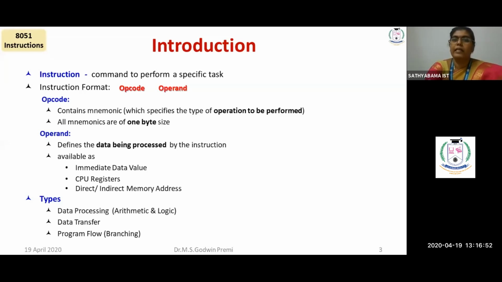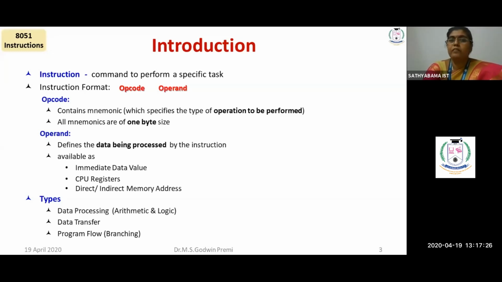The next part of the instruction is the operand. The operand defines the data being processed by the instruction. The data may be available as an immediate data value, in the CPU registers, in a direct memory address, or in indirect memory. Direct and indirect memory address means that the address of the data may be given in the instruction directly or indirectly, which refers to the data.